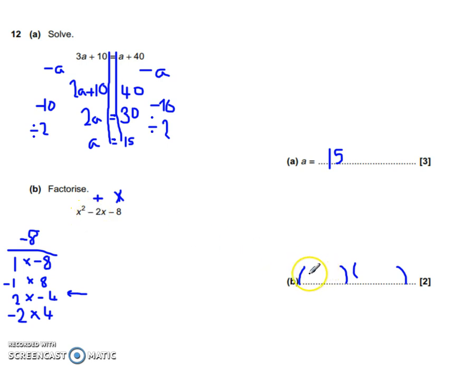It's x squared, so I'm going to have an x in each one. And then we've got 2, so that's just a positive 2. So x plus 2. And then we've got minus 4, so x minus 4 goes in the second bracket. And it doesn't matter what way round you write these. So it could be x take away 4 and then x plus 2, just as long as you've got them there. And that is how you do question 12.